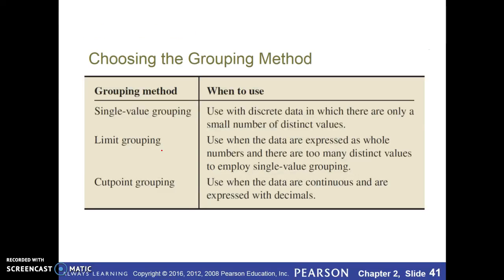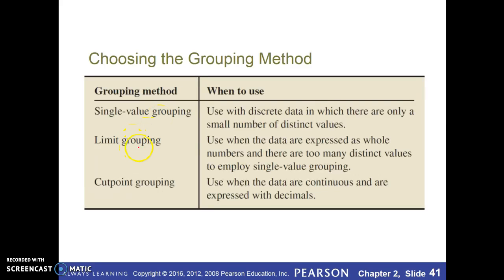So those are our different grouping methods. So here's when we use each one. We use single value grouping when there's discrete data in which there are only a small number of distinct values. So, number of TVs in your house.